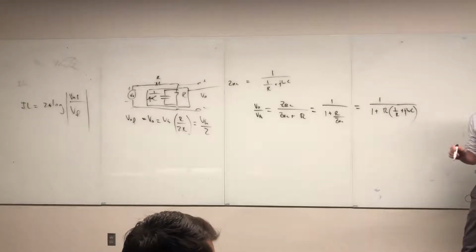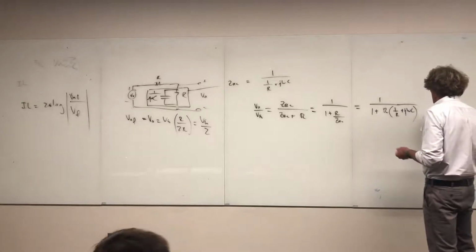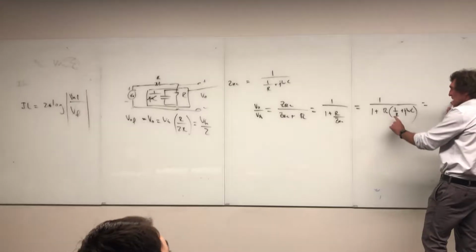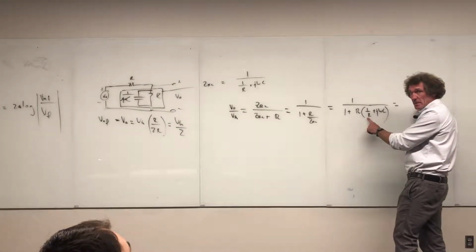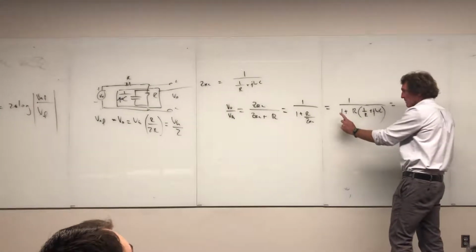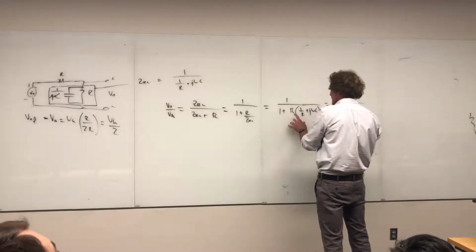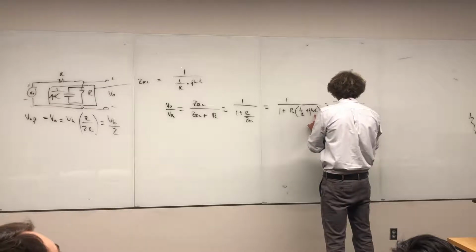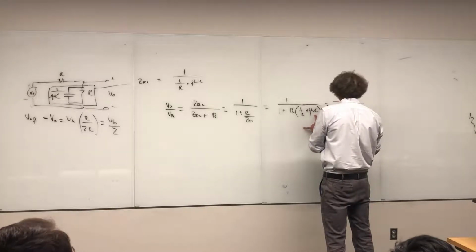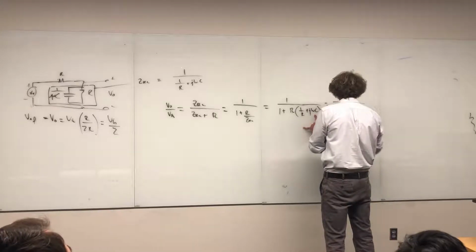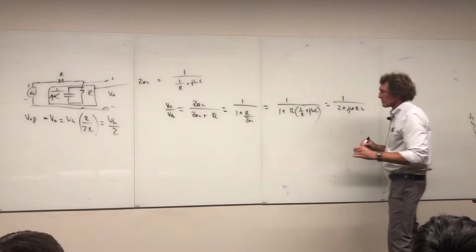All right. Now what happens? At this point, you can see what happens is R times 1 over R becomes 1, right? And I have 1 plus 1 is 2, so I have 1 over 2 plus, and then it's just going to be J omega R times C. Agree?